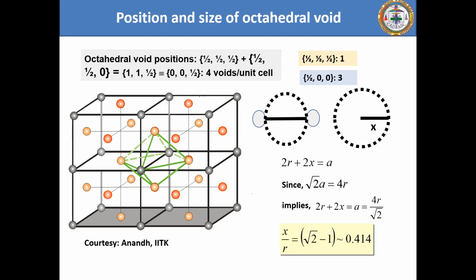So what do you get ultimately? x by r is equal to root 2 minus 1. It's 0.414. So what is x? x is nothing but the radius of the void, and r is nothing but the atomic radius. So the ratio of this will actually give you 0.414, isn't it?